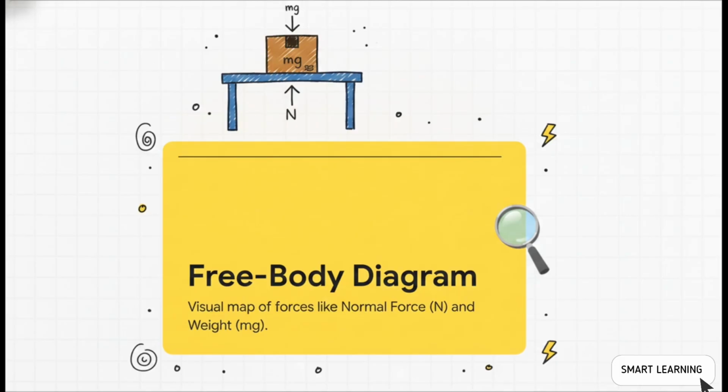Because the table is pushing back up with an equal force. We call this the normal force, labeled n. A free body diagram is basically just a map of these opposing forces, completely stripping away all the noise to show us exactly what's pushing and pulling on an object.